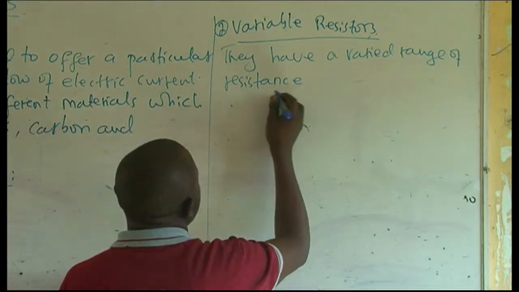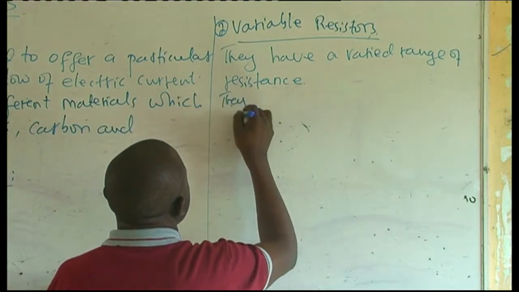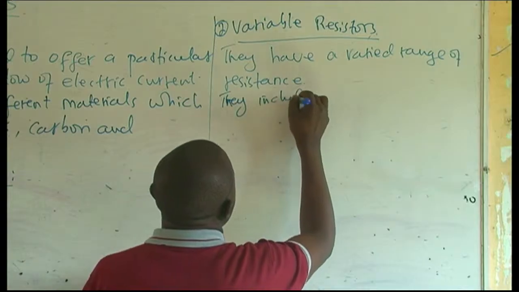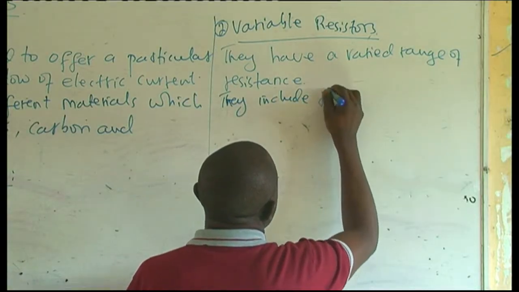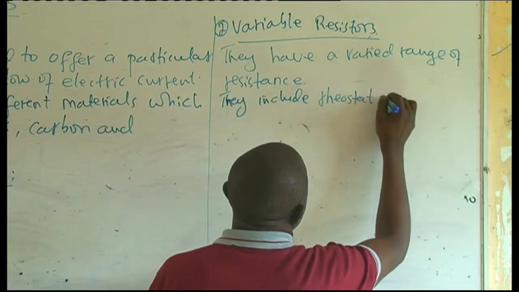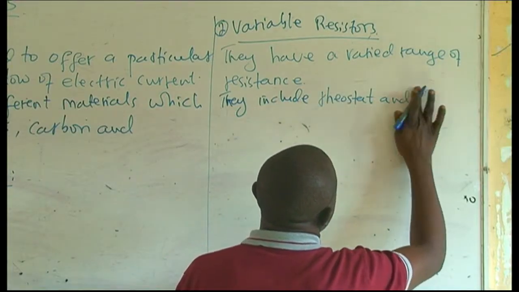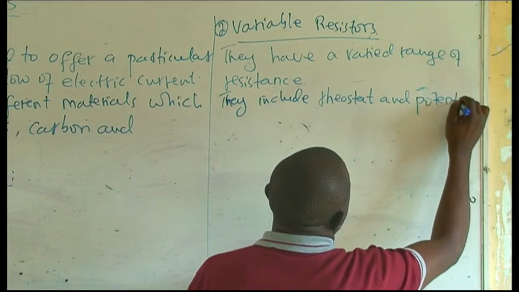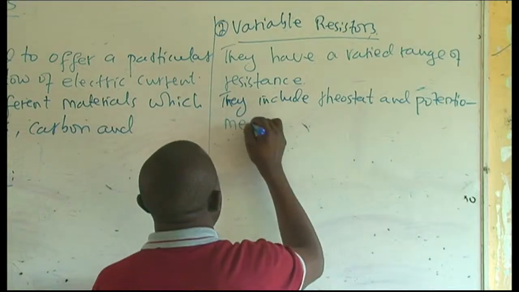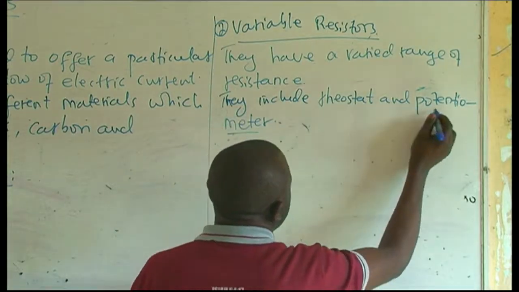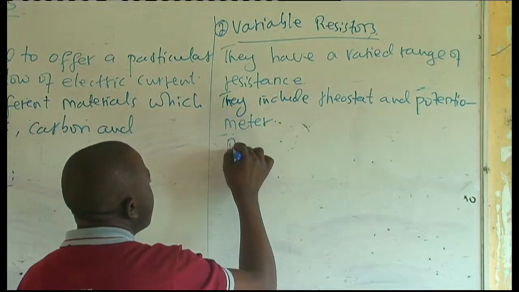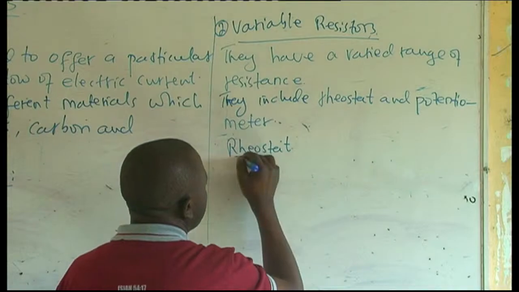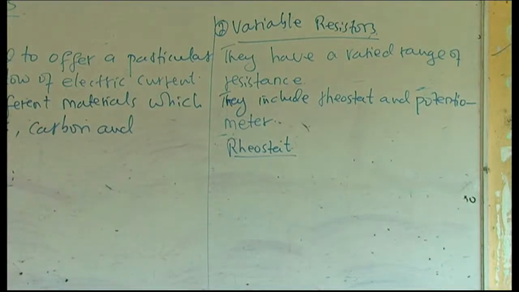So we are saying that they include the rheostat and the potentiometer. Now, what about the rheostat? Those are two examples of variable resistors that we have, the rheostat and the potentiometer. Now, let's briefly talk about the rheostat.